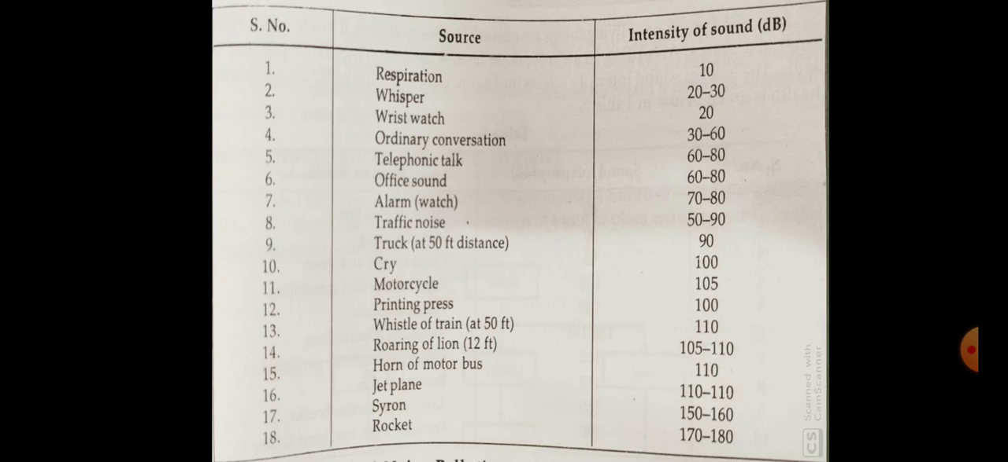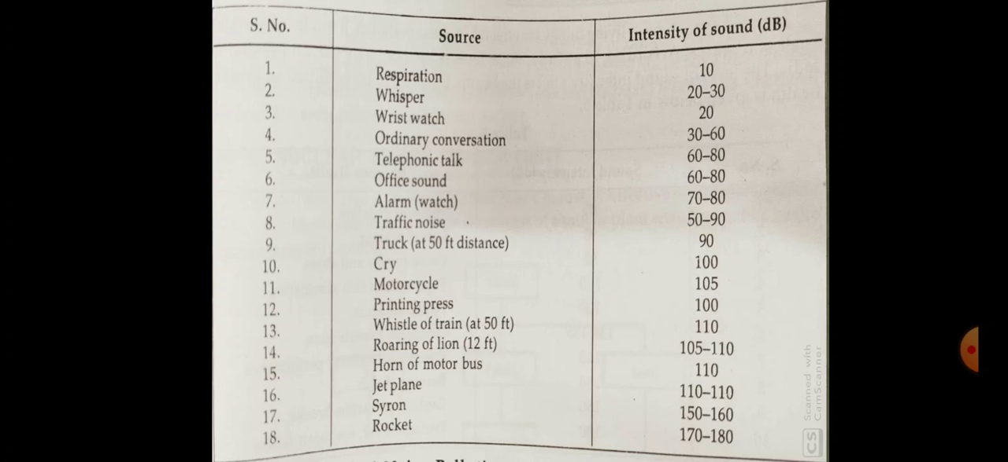Traffic noise is 50 to 90, and a truck from 50 feet distance creates 90 decibel. A cry is 100 decibel, and a motorcycle is 100 decibel. The printing press is 110, the whistle of a train is also 110, and the roaring of a lion from 12 feet is 105 to 110. The horn of a motor bus is 110, the jet plane is 110, the siren is 150 to 160, and the rocket is 170 to 180.